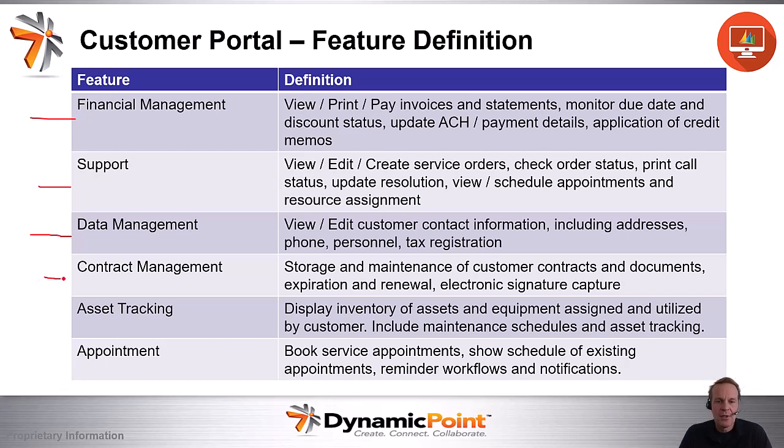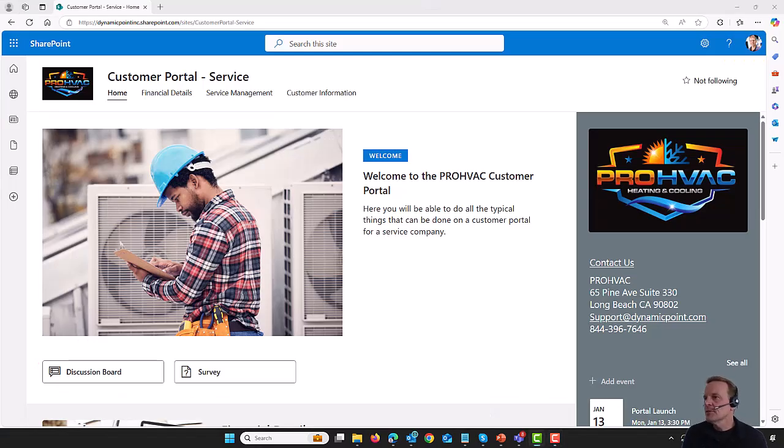Contract is just that: storage and maintenance of customer contracts and documents, expirations and renewals, electronic signatures. Asset tracking is checking or tracking those inventory items that have been issued to the customer. So basically customer equipment and managing that, including service schedules and asset tracking. And then lastly is appointments, the ability to book service appointments, show scheduling of existing appointments, reminder workflows, and notification. So with no further ado, let's go look at a demo of these features.